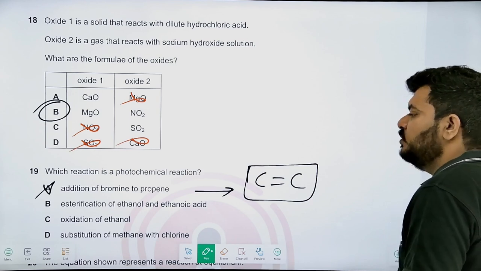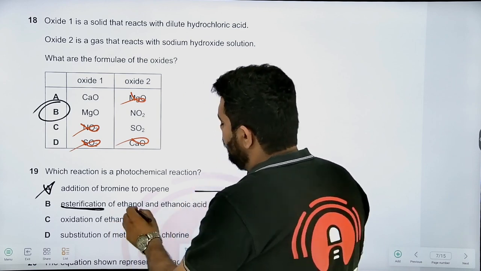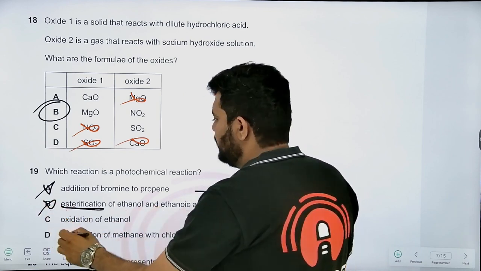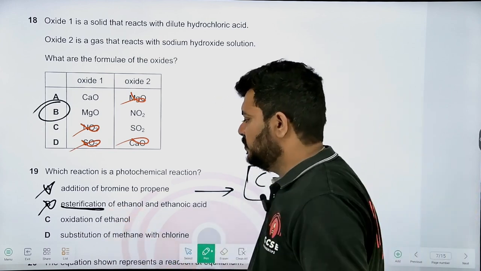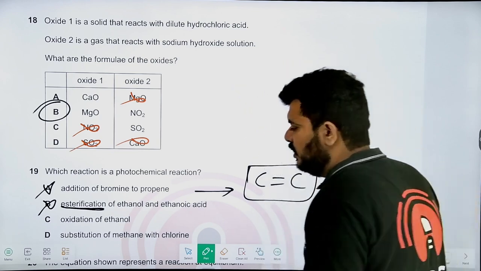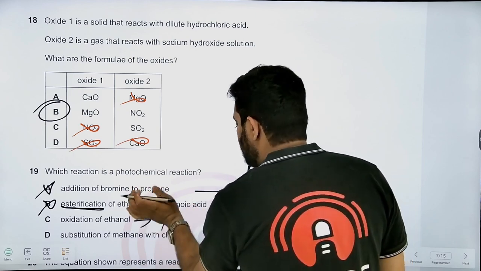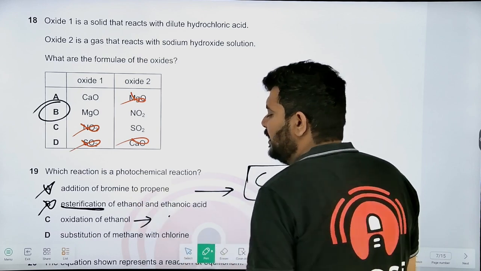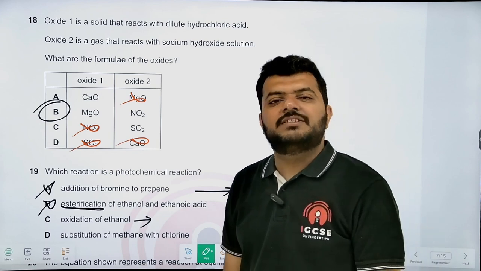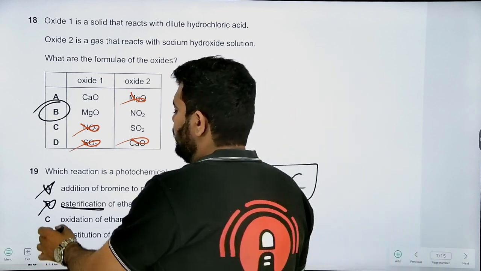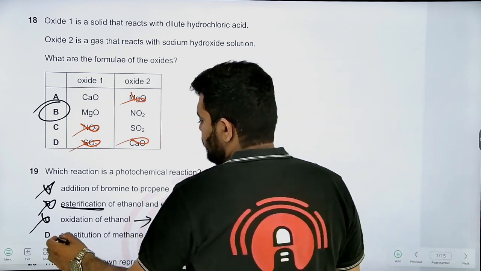Esterification of ethanol with ethanoic acid. I think this is a dehydration reaction, right? It requires concentrated acid like H3PO4 or H2SO4. Oxidation of ethanol might require bacteria or K2Cr2O7 or KMnO4, potassium dichromate or potassium permanganate, as oxidizing agents, but definitely not light. We are left with just one option, substitution of methane with chlorine.